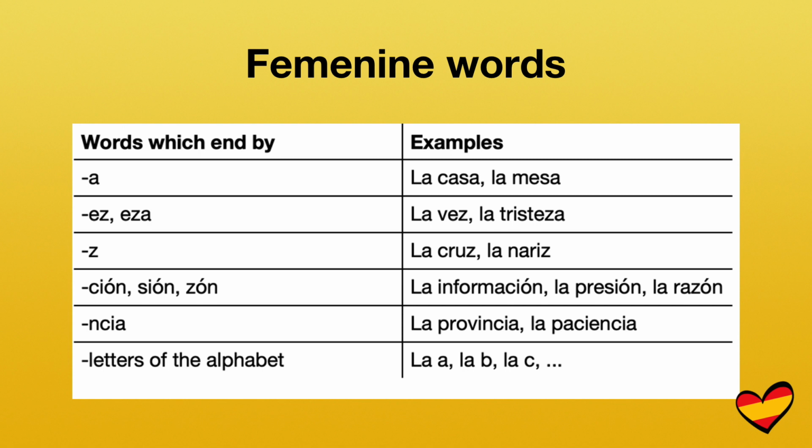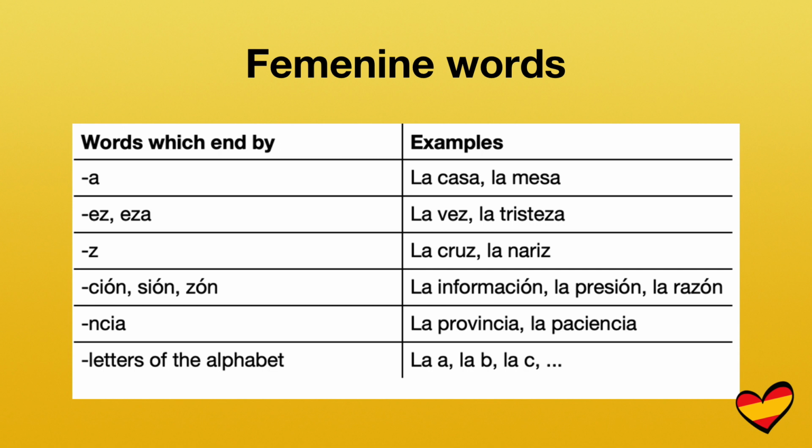Then words which end by d or eza, for example, la vez or la tristeza. Words which end by z, la cruz, la nariz. Words which end by ción, sión or zón. For example, la información, la presión, la razón.